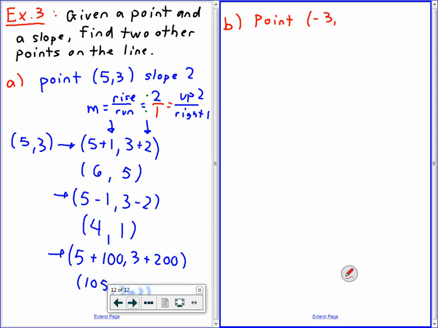B: the point is -3, 5, and your slope is -3. And again, I want at least 2 points. C is going to say your point is 2, 2, and your slope is -2/3.